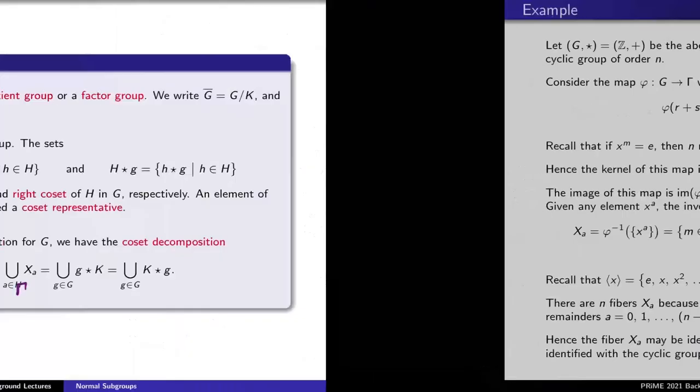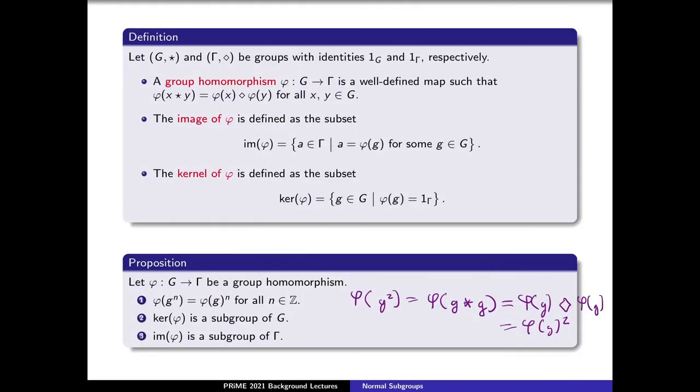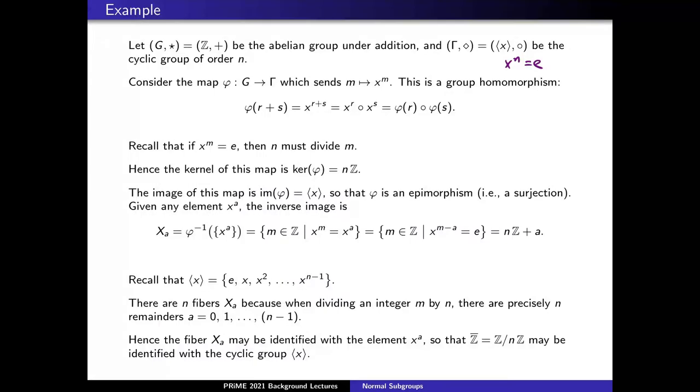And we have that the definition of a group homomorphism is satisfied, since we have this preservation property with the corresponding operations. So we had addition for the integers, and the diamond is now a circle, where we're looking at a cyclic group of order n. Now we're going to use the following fact. If we have x to the m is equal to e, then it must be the case that n divides m. And as a consequence, the kernel of phi is going to be all the multiples of n in the integers.